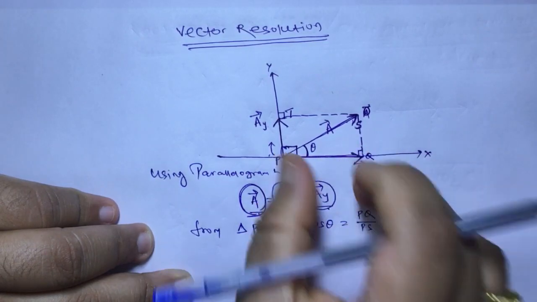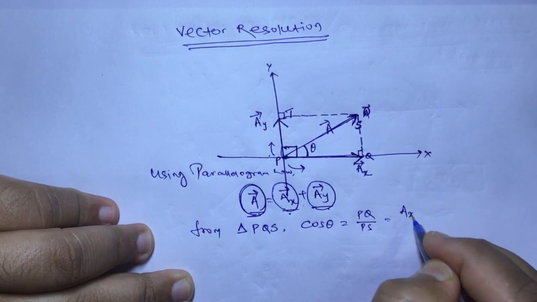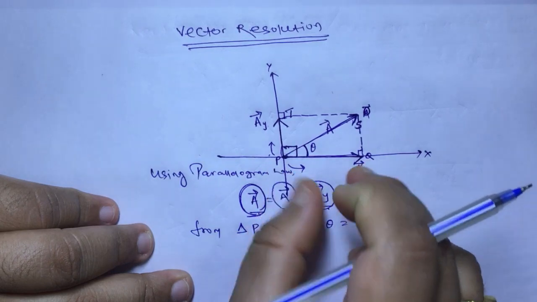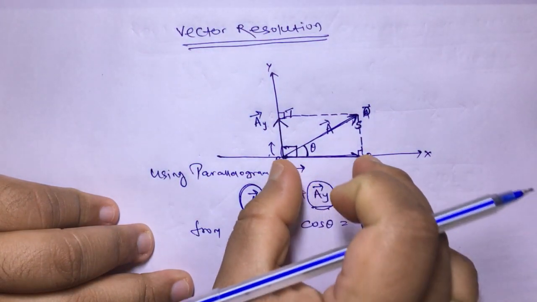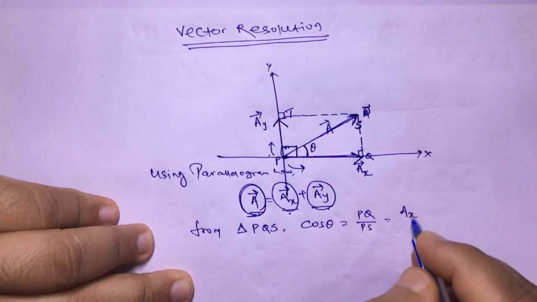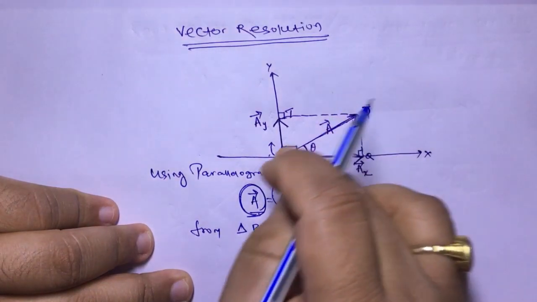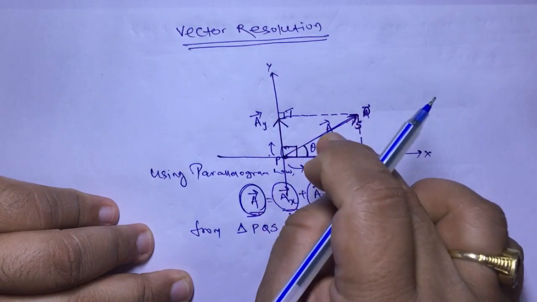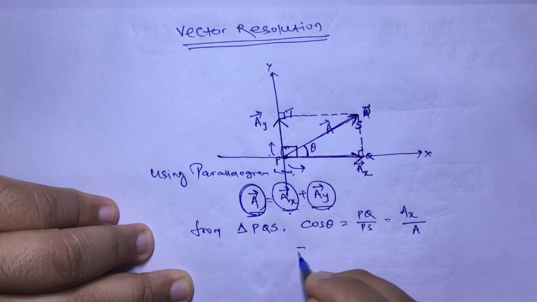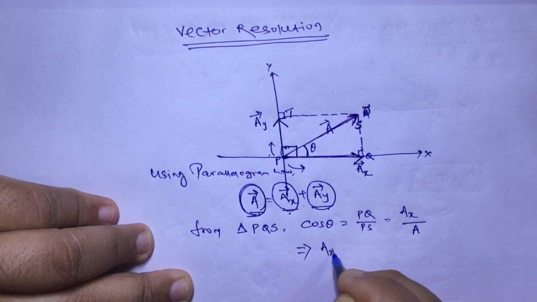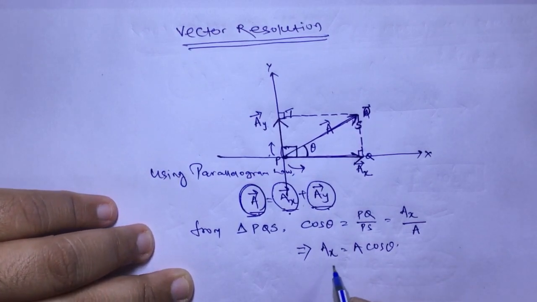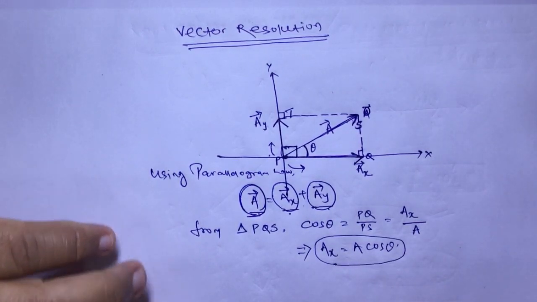But what is PQ? PQ is nothing but the ax vector's magnitude. This length only I am talking about. This vector is ax vector, so this length will be the ax vector magnitude, or simply ax, divided by this length. This vector is a vector, so the length will be the a vector magnitude, or a. So from here I can write ax equals a cos theta. The ax magnitude is a cos theta.